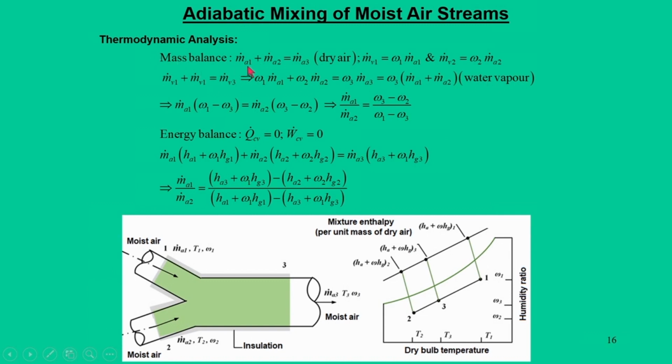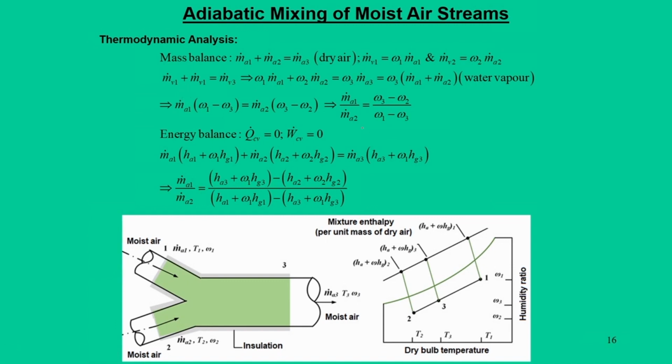So, the mass balance equation we can write as m dot a 1 plus m dot a 2 is equal to m dot a 3, and that is for dry air. For moist air we can introduce the humidity ratio omega, which correlates the mass of water vapor with the mass of dry air. From then we can also do the mass balance equation for water vapor.